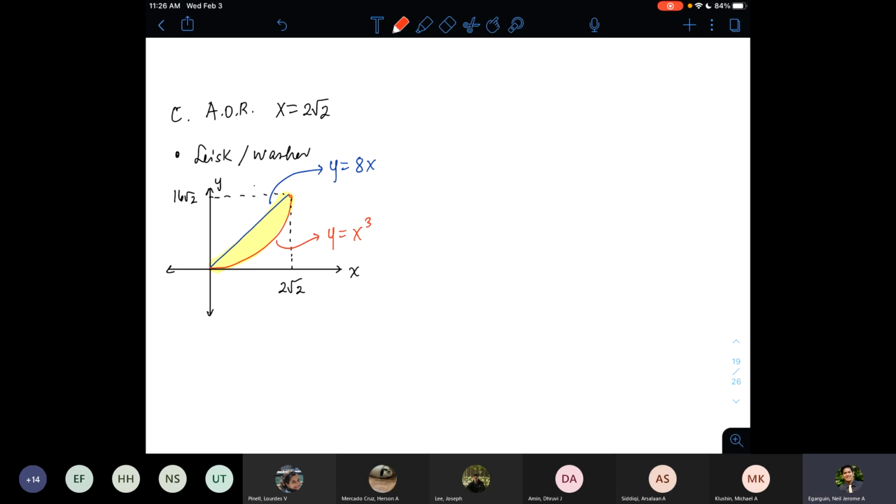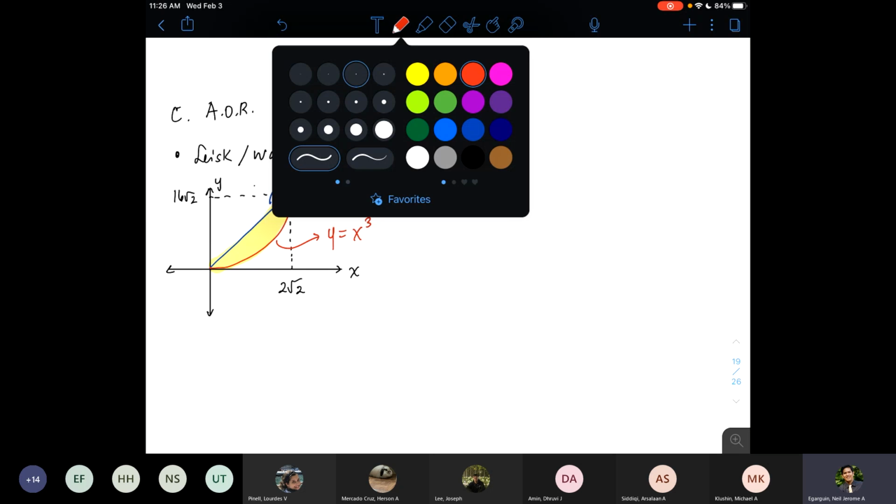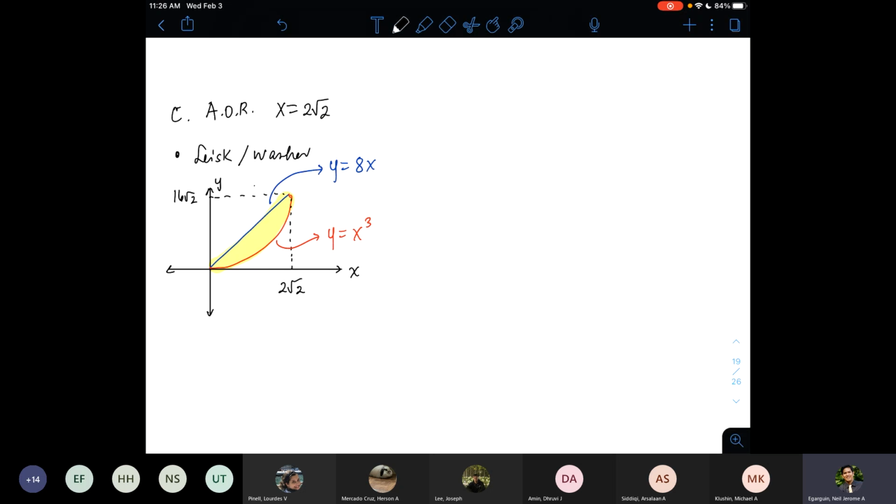Okay, so we can only use the disk or washer method. Whenever doing the disk or washer method, the strips should be perpendicular to the AOR. That's the requirement. In this particular problem, the AOR is the vertical line x equals 2 root 2, so this is our AOR over there. To have a perpendicular strip to a vertical AOR, we need the strips to be horizontal, right?